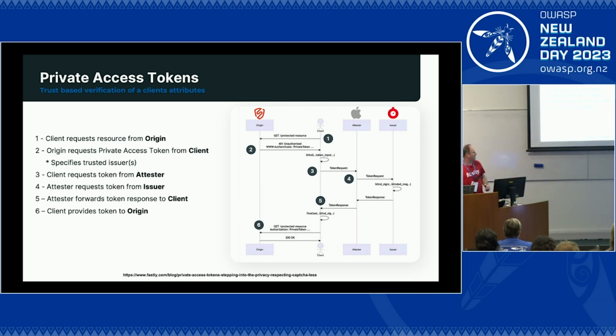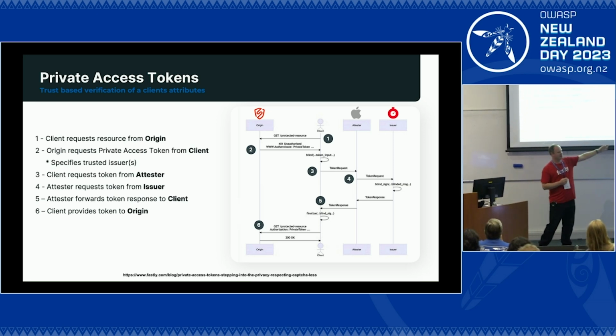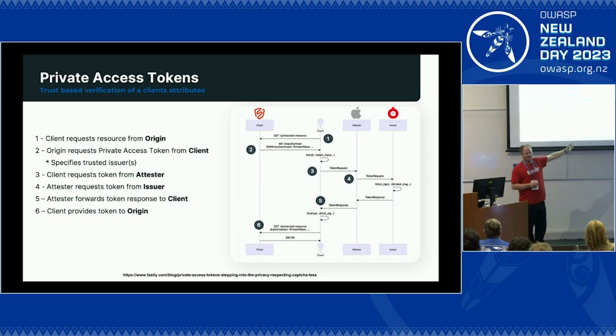If you're logging into a website that has private access tokens enabled, it will send off a request. Firstly, it sends it to the attester, which is the device itself. It will then send it off to another third party to create the token, and then it will get sent back. Again, it's too long a topic, but it encrypts at each stage so that the issuer of the token never knows what website it's for. It just knows that it trusts the attester and it needs to create this token. The attester never knows what website it's for either. So it's sort of like separation of duties, and there's privacy built into the thing.